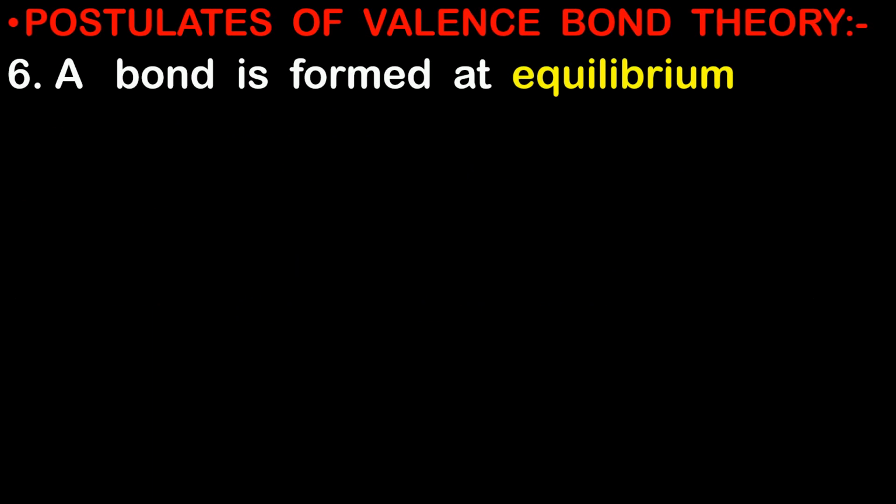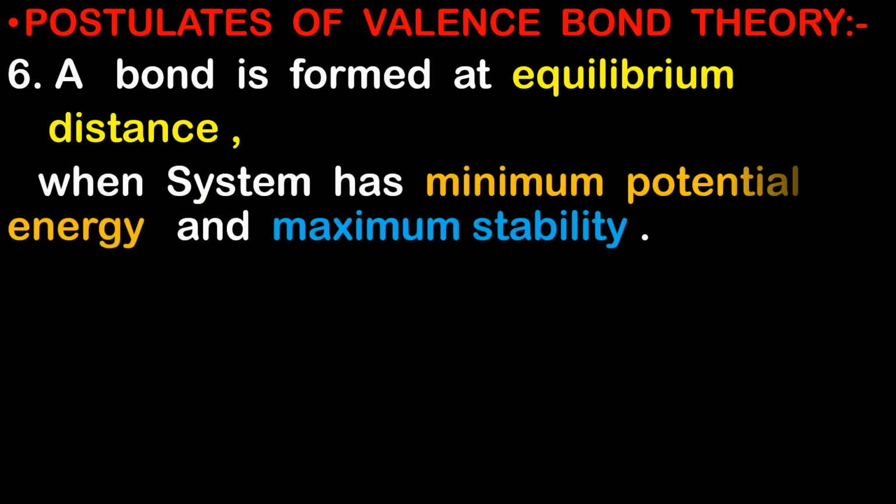The sixth postulate tells us that a bond is formed at equilibrium distance. Now how do you get to know whether an equilibrium distance is achieved? A distance at which the system has minimum potential energy and maximum stability is called an equilibrium distance. So a bond will be formed only when an equilibrium distance is achieved. And how do you know whether it is an equilibrium distance? It is a distance where the atoms will have minimum potential energy and maximum stability.